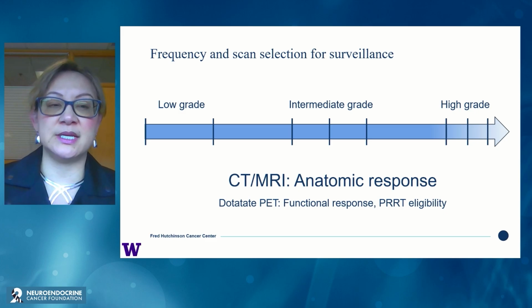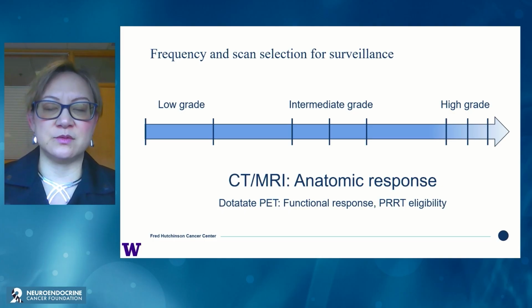Also, if you're on treatment and you're getting active treatment and wanting to assess response, that might be another reason why you would get more frequent scans. CT and MRI are really the core of surveillance imaging for looking at changes in known metastases and assessing treatment response. Dotatate PET is used less frequently. While we can use it potentially for functional response, that data is not solid, and so we don't commonly use that. We most often use it at the time that there's progression and we're thinking about PRRT, and that's when we would use Dotatate PET once we've established the diagnosis of neuroendocrine tumor.